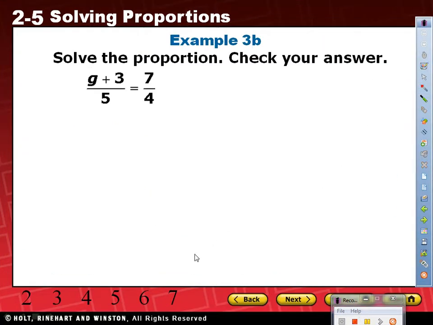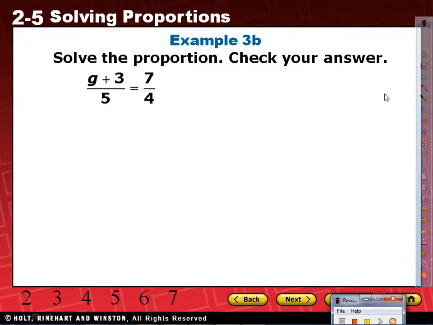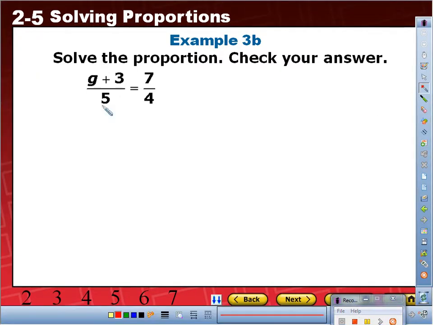Okay, let's continue. Copy this one. You do it by yourself. See what you get. G plus 3 over 5 equals 7/4. Okay, so do we have a fraction equal to another fraction? Yes.